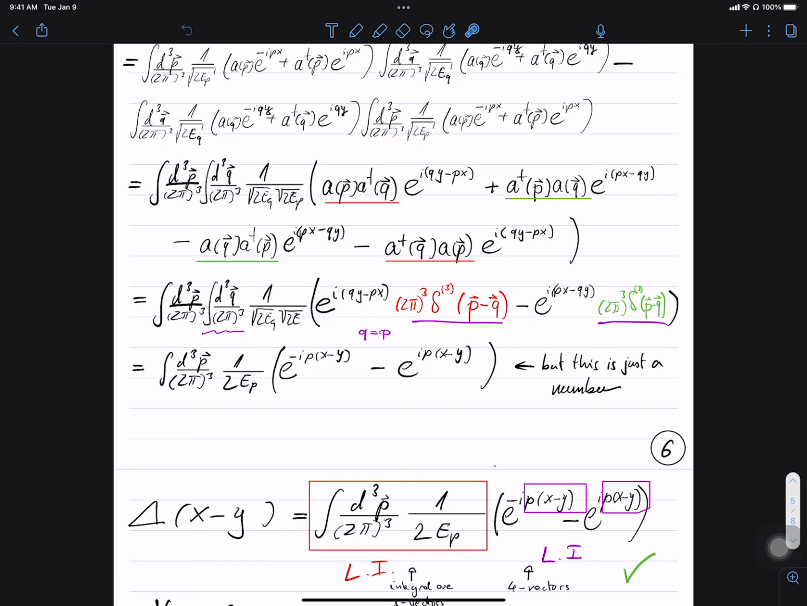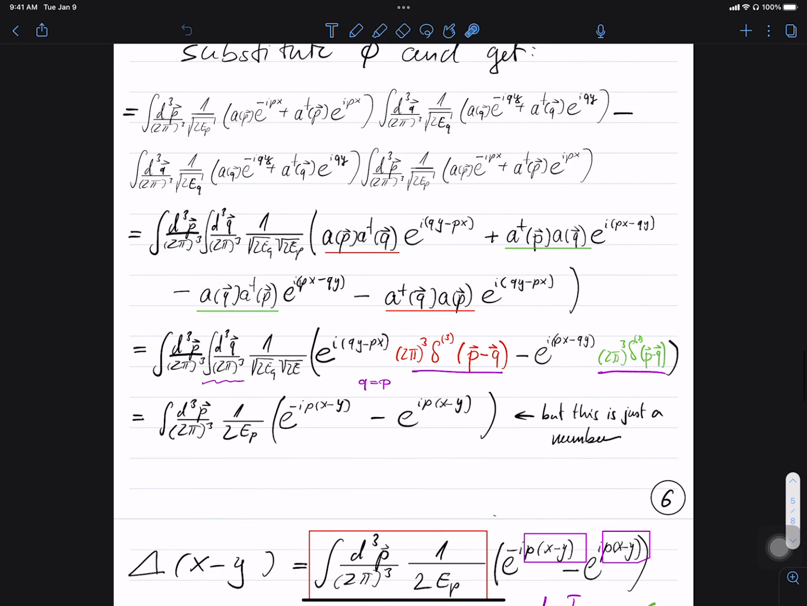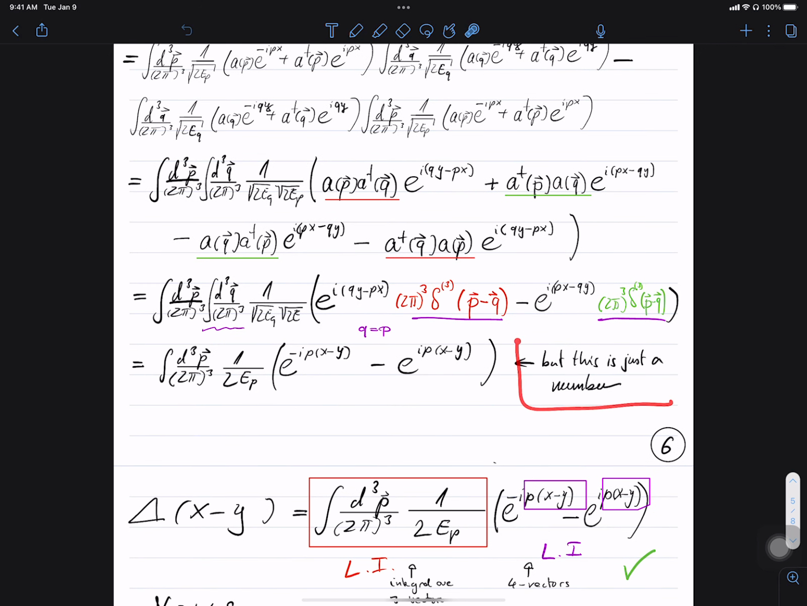Now, we see a couple of things. We started with a commutator of operators, and in this case, we can really show that this is just a number. In principle, this is just a complex number. So that is an interesting observation. And another thing is that we manifestly see that this is Lorentz invariant. We have proven previously that this measure here is Lorentz invariant. And those products are 4-vector products, p times the difference of space-time vectors, which is a Lorentz invariant scalar product. So this whole expression here is invariant under any coordinate transformation.